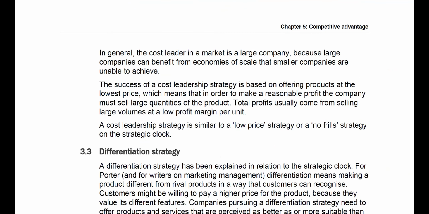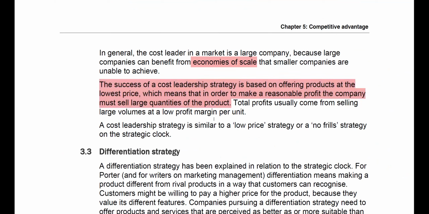Now, in general, the cost leader in a market is a large company because large companies can benefit from economies of scale. You remember I told you this, that before you enjoy cost leadership, mostly it comes with economies of scale that small companies cannot achieve. The success of a cost leadership strategy is based on offering products at the lowest price, which means that in order to make a reasonable profit, the company must sell large quantities of the product.